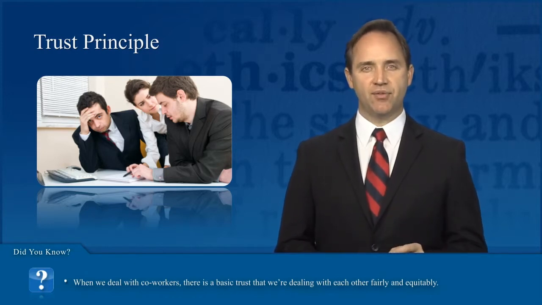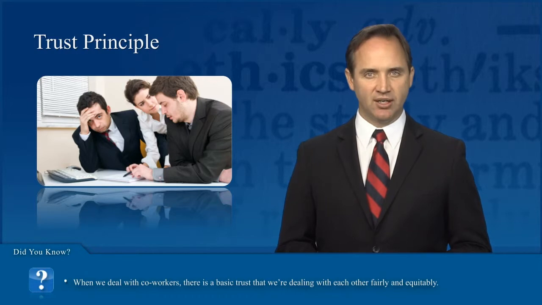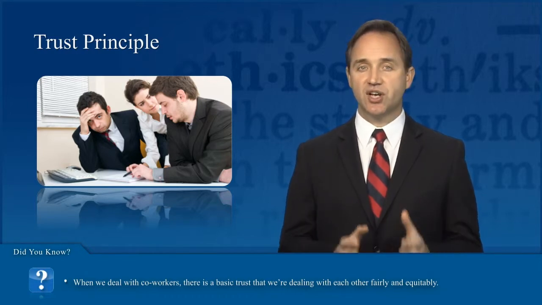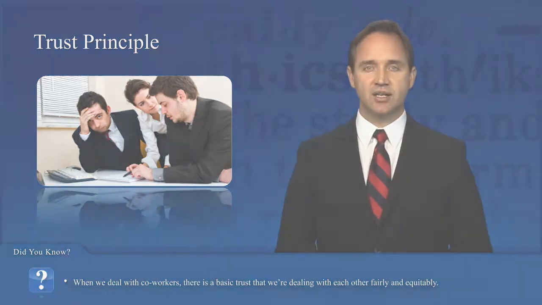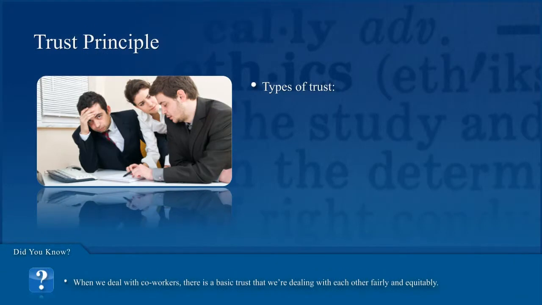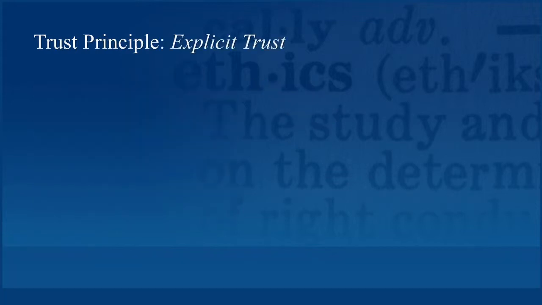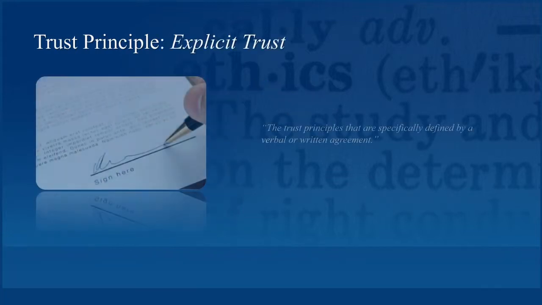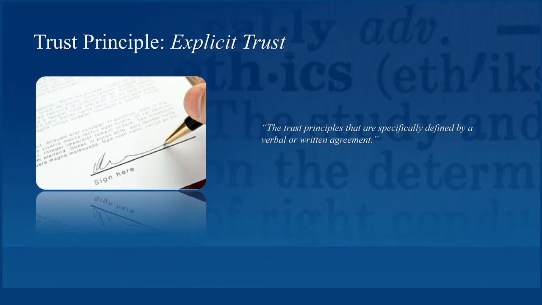When the trust breaks down, the consequences can be severe. These consequences are discussed in detail later in this course. Within the trust principle, there are two distinct types of trust: explicit trust and implied trust. Explicit trust is categorized as the trust principles that are specifically defined by a verbal or written agreement.